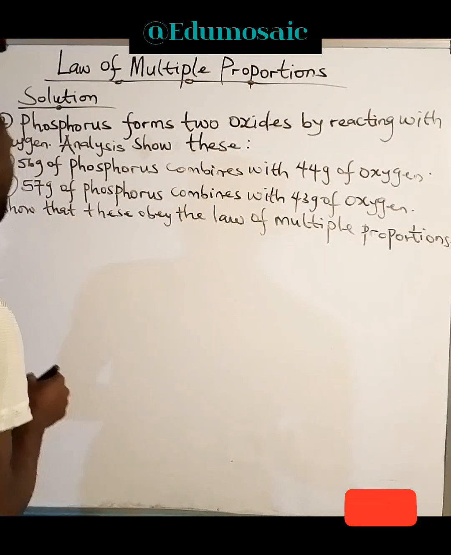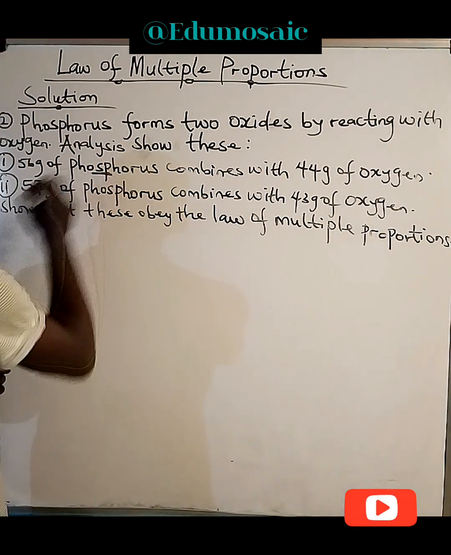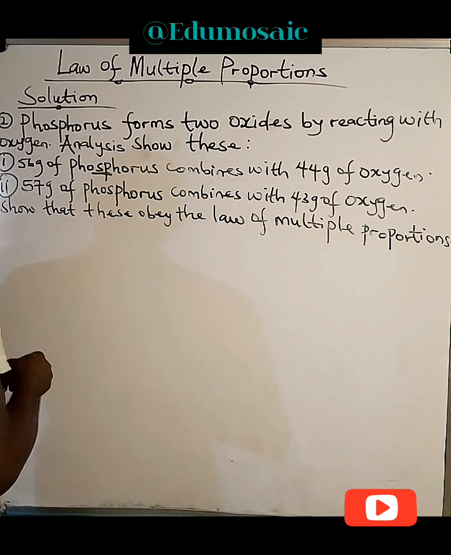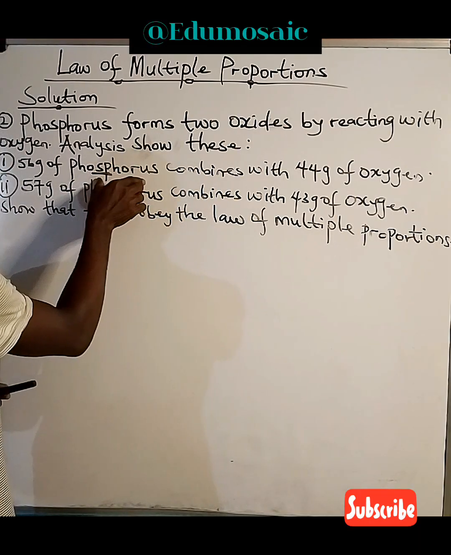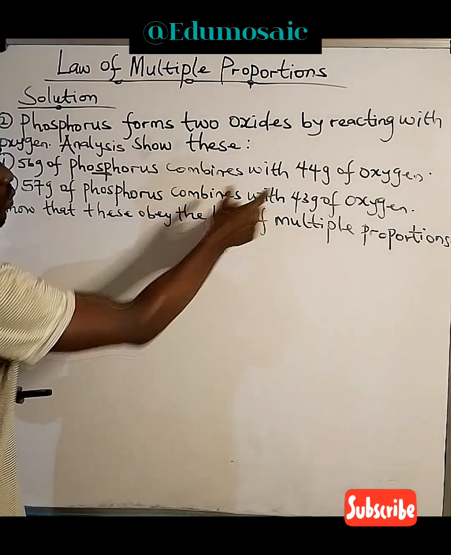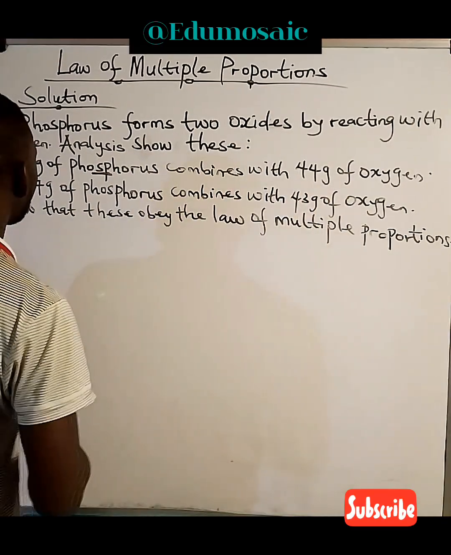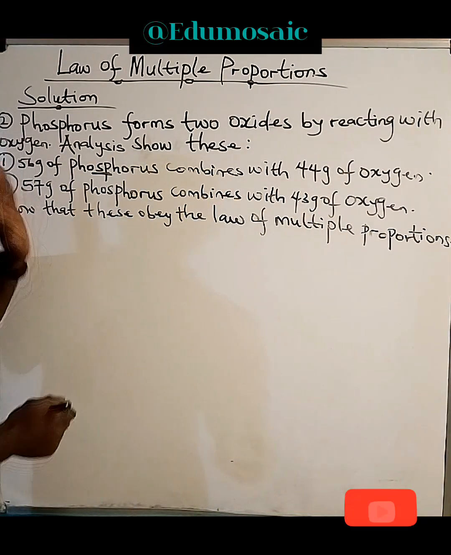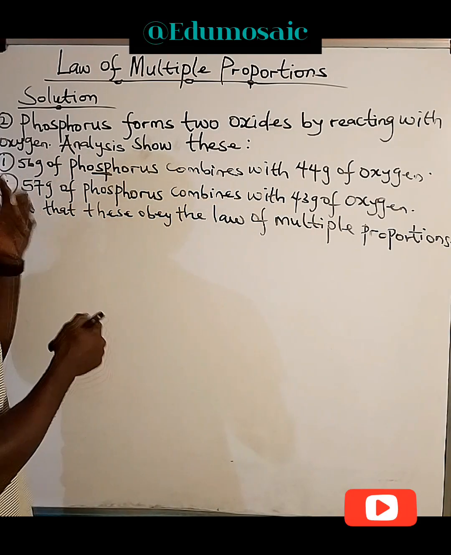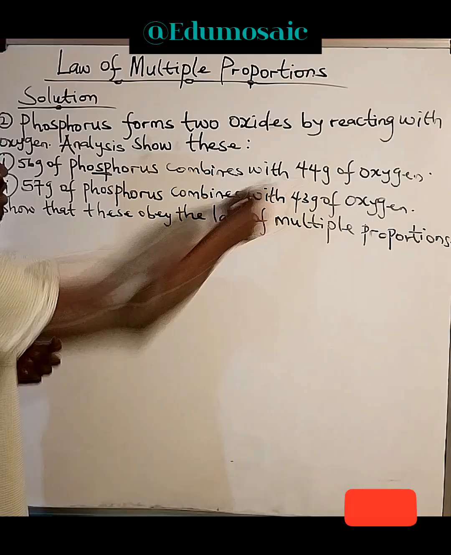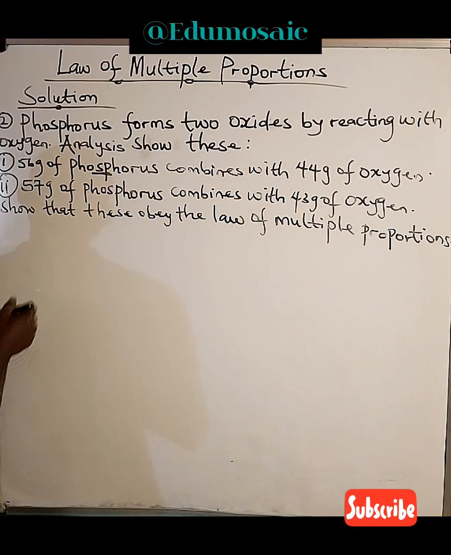So what do we do first? Don't forget that phosphorus has different oxidation numbers, and as a result of that, we have different masses. So this phosphorus has different masses, combining with a fixed mass of oxygen. So the first thing I'm going to do is get what 1 gram of phosphorus will look like: how much oxygen 1 gram of phosphorus combines with. That's what we do first.